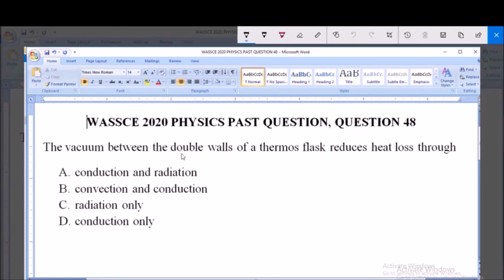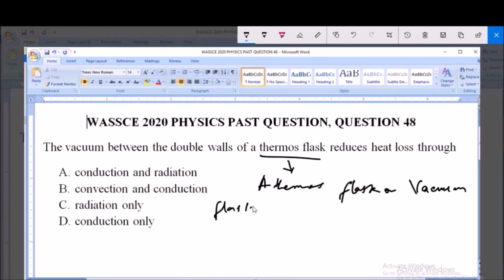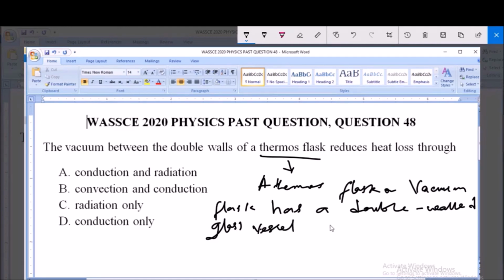Now, they say the vacuum between what? The double wall of a thermoflask. Now, what is a thermoflask? A thermoflask, also known as a vacuum flask, has a double-walled glass vessel with a vacuum between the walls. That is, there is a vacuum between the walls.